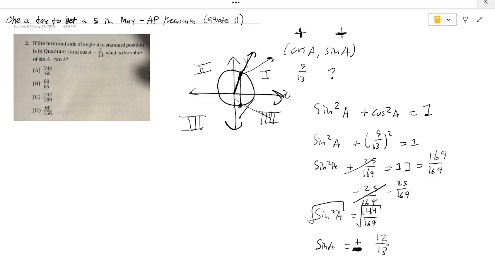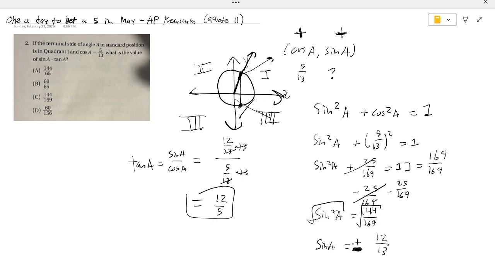Now, to get tangent of A, we're just going to use tangent of A is equal to sine of A over cosine of A, right? And that's going to be equal to 12/13 divided by 5/13. Let's multiply the numerator and denominator by 13 to cancel out that 13 in both of their denominators. We get 12/5, right?